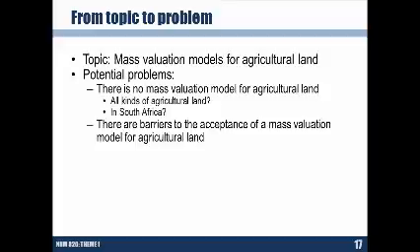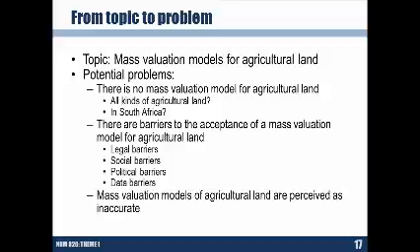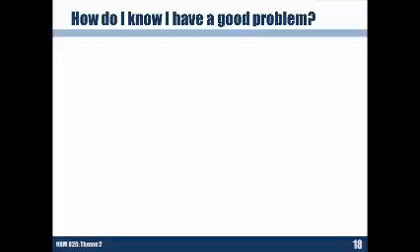A second potential problem is that there are some barriers to the acceptance of a mass valuation model for agricultural land. And there can be a number of barriers like legal, social, political, or simply data barriers. A third potential problem is that there may be existing mass valuation models for agricultural land, but that they are perceived as inaccurate. So you can see already we have 3 problems. But we can further refine this.